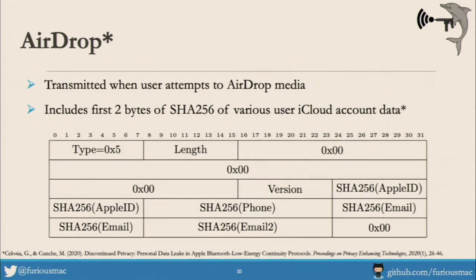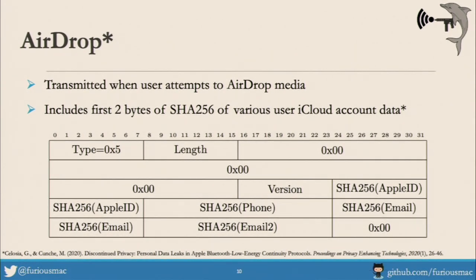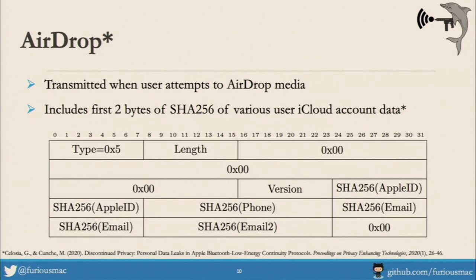So first is the AirDrop message. This message gets transmitted whenever a user attempts to AirDrop media to another user. And as you can see, whenever you use AirDrop, you're actually leaking the first two bytes of the SHA-256 hash of various iCloud account data, like your email, your phone number, and your iCloud account. There's actually research done by the guys over at Hexway where they created a hash table, and they're able to look up phone numbers for a specific area code. So whenever you use AirDrop, you're actually leaking all this information.